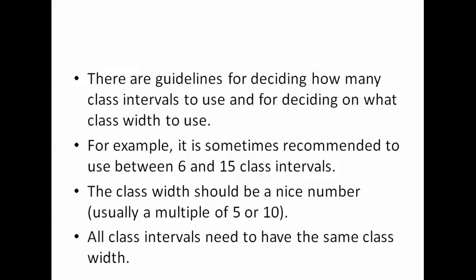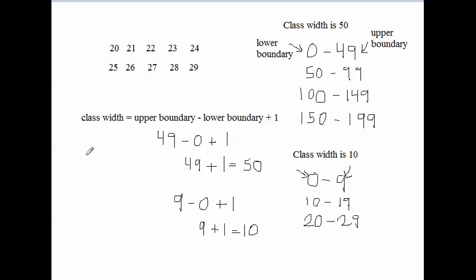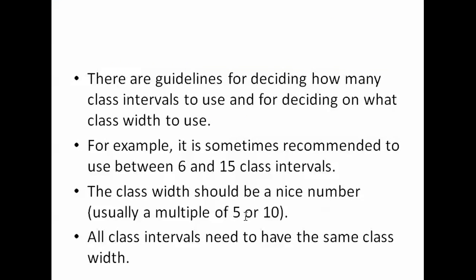This just covers some guidelines that are commonly used about how many intervals to use and what type of class width to use. It's usually better to use a nice number for the class width, like 5 or 10, a multiple of 5 or a multiple of 10. So maybe 5, 10, or 20, or 50, or 100. Because if you use a class width like 7, it might look a little bit strange, because then your intervals would be 10 to 16, 17 to 23, and then 24 to 30. It doesn't look as nice, and it's not as easy to follow or to interpret. So it's better to use multiples of 5 or 10 for class widths.